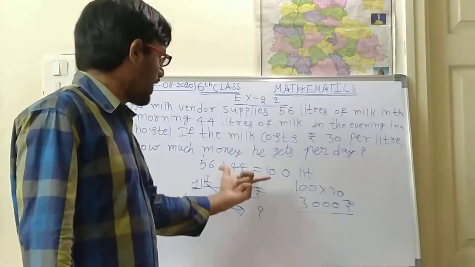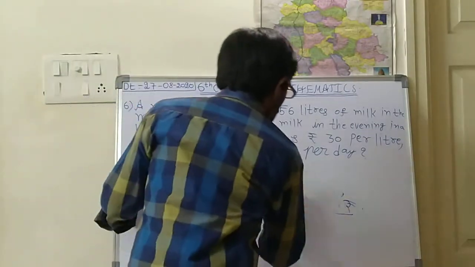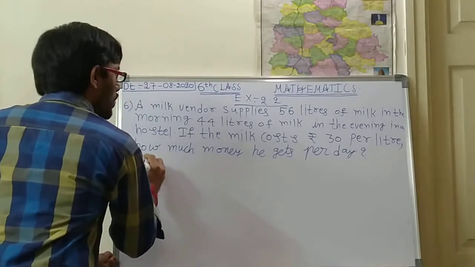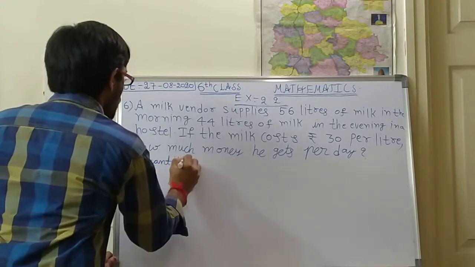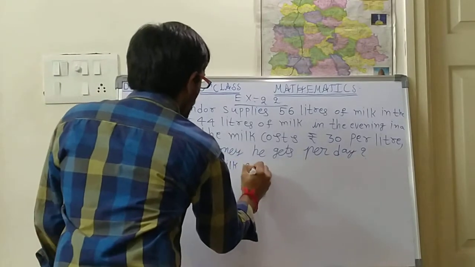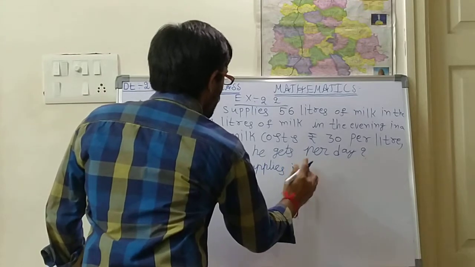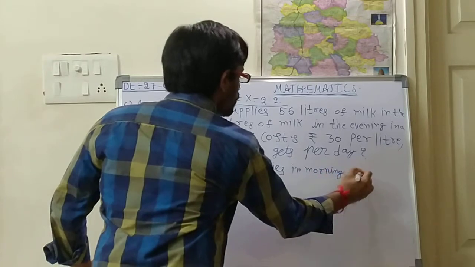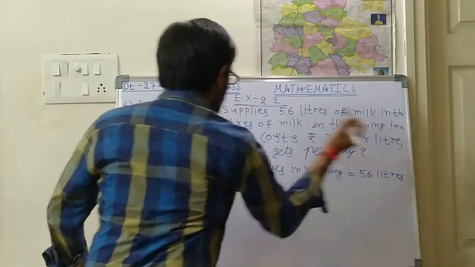So now you should write it as steps. How you should write it as steps, we have to find out. So what is the first step? First step is quantity of milk supplied in the morning. How much quantity is supplied? 56 liters. So this is the first step.